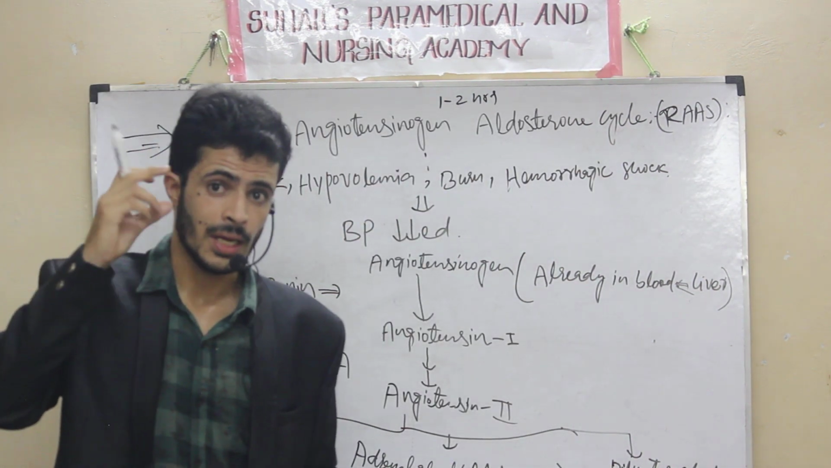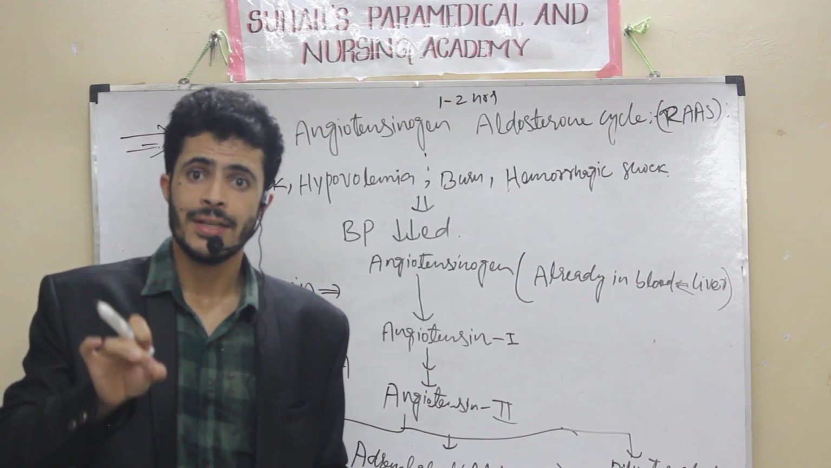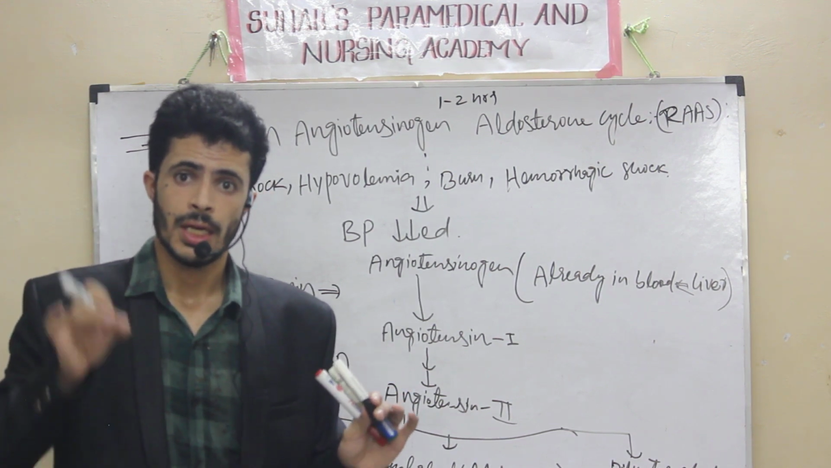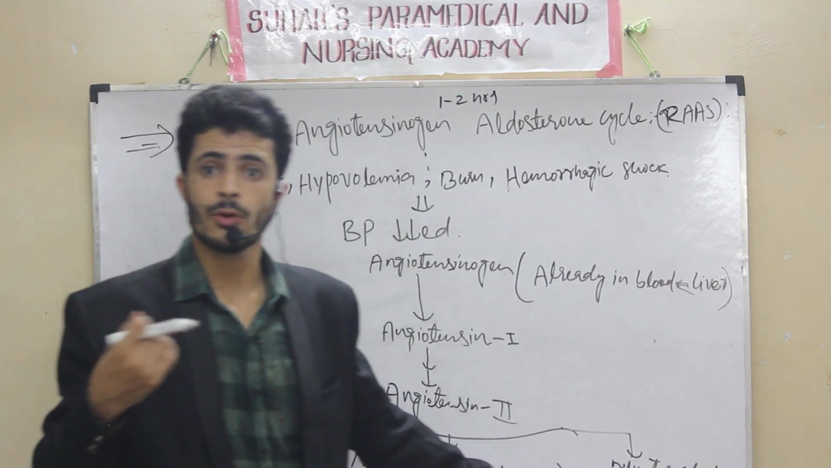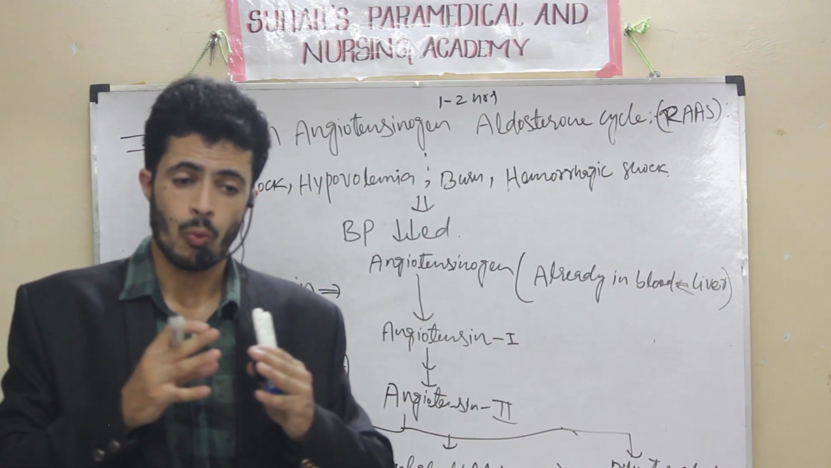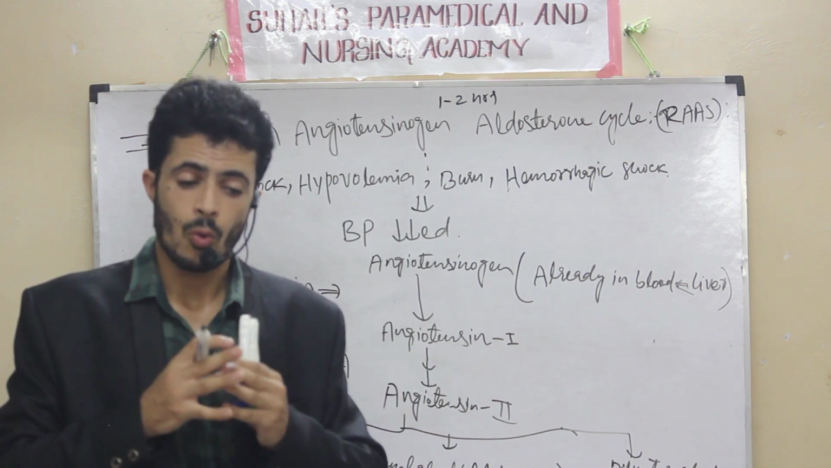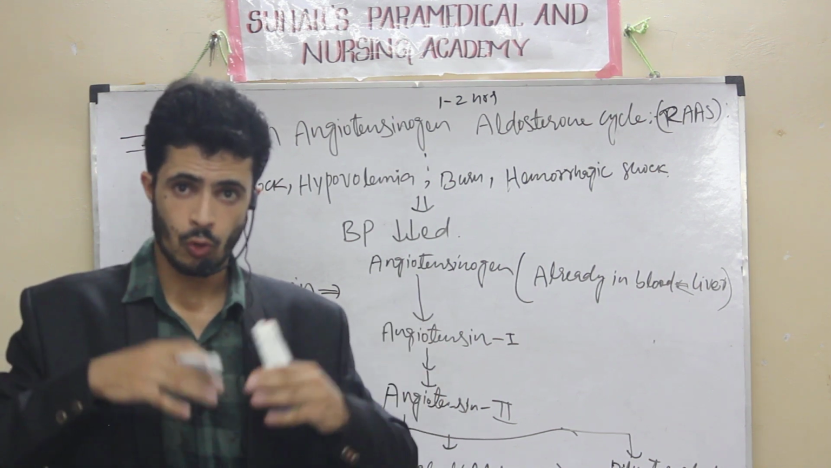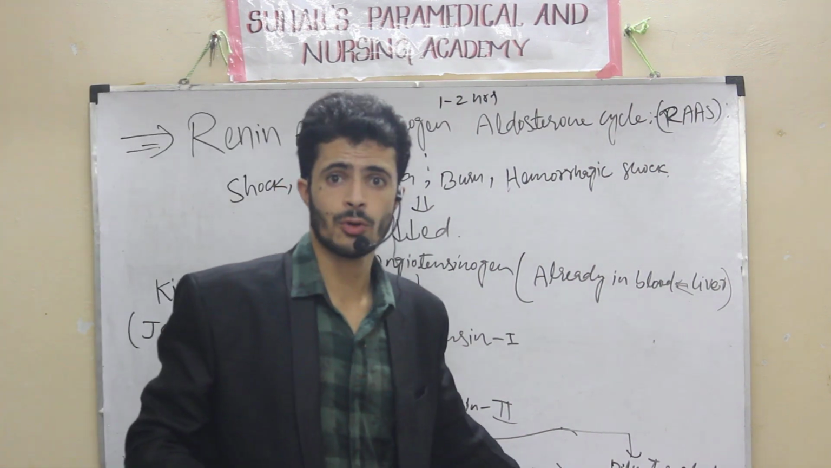Inside the pituitary gland, there is the posterior pituitary. From the posterior pituitary, antidiuretic hormone is already stored. It will stimulate the release of antidiuretic hormone. That antidiuretic hormone will increase the water reabsorption within the kidney, so the volume of blood will be increased, so blood pressure will increase. That is antidiuretic hormone.